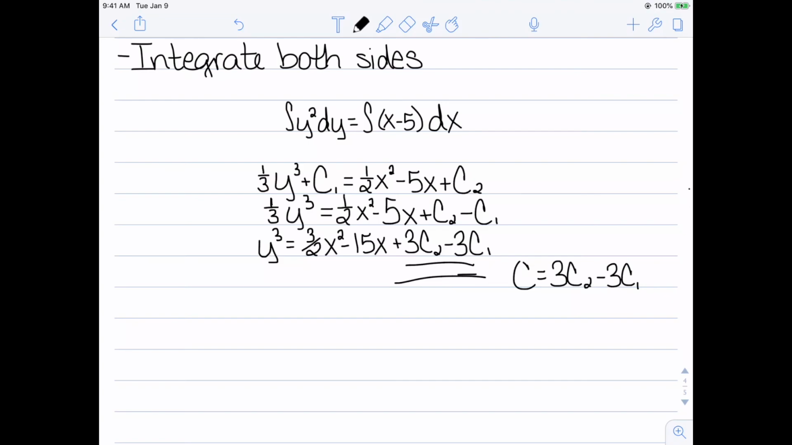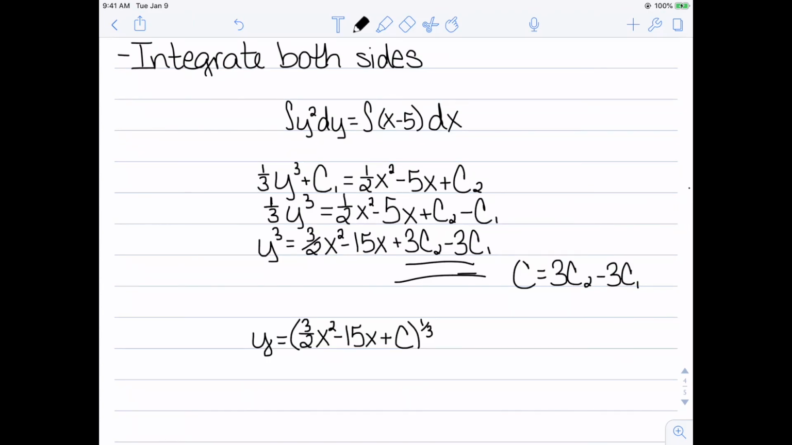From there, we can take the cube root of both sides. And when I do that, I get y is equal to (3/2 x squared minus 15x plus c) to the 1/3. So it's important to realize that this is actually a family of solutions. Different values of c will give different functions, but all of the solutions to this differential equation are going to look like this.